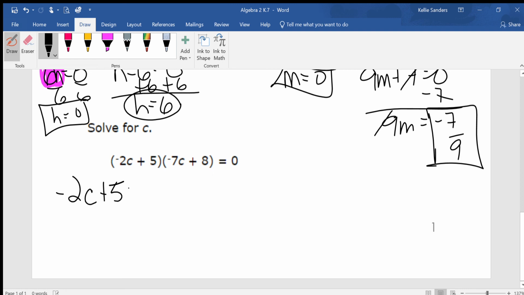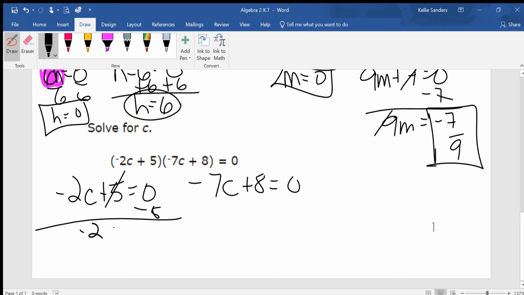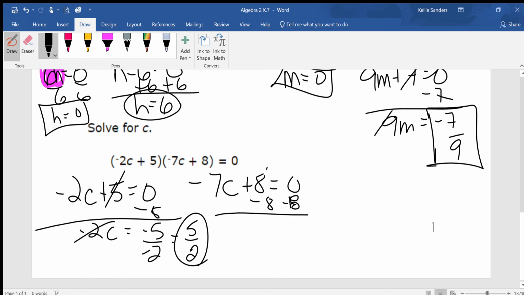-2c plus 5 equals 0. -7c plus 8 equals 0. Subtract the 5. Divide by -2. What's a negative divided by a negative? A positive, so it's 5 over 2. Subtract the 8. Divide by -7. What's a negative over a negative? A positive. So a +8 over 7 is the other answer.